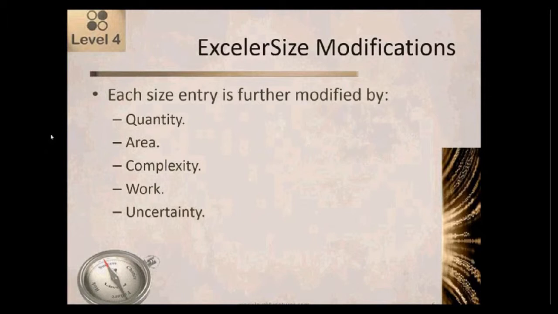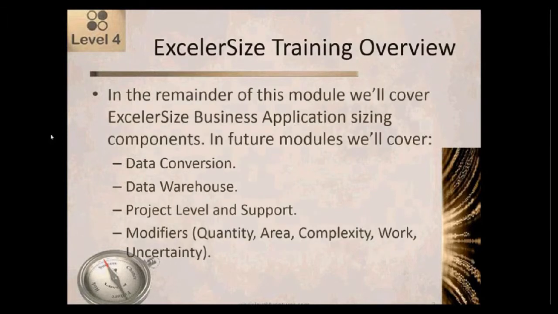Each of the ExcelerSize catalog entries that you're going to make when you're doing your sizing is going to be further modified by some variables. And so the variables that affect the size are quantity, area, complexity, work, and uncertainty. And so we've actually got a module where we're going to go over those in more detail and explain those in more detail.